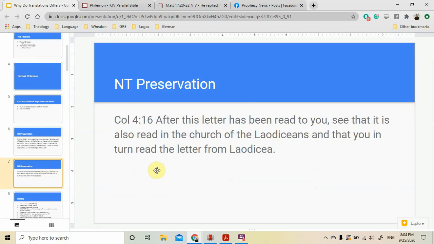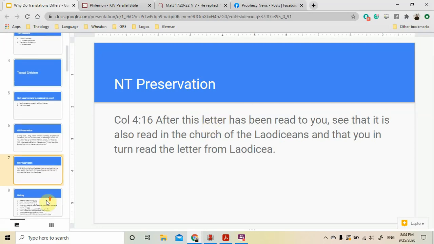The New Testament is different. They're no longer centered around a temple or anything like that. How it was preserved was something like we see in Colossians 4, where Paul says that after this letter has been read to you, see that it is also read in the church of the Laodiceans. So he sends this letter to Colossae, and they copy it, and then they send it to Laodicea, and so on. And that's how letters were spread. They would be sent, and copied, and sent, and copied, and spread all over the world.